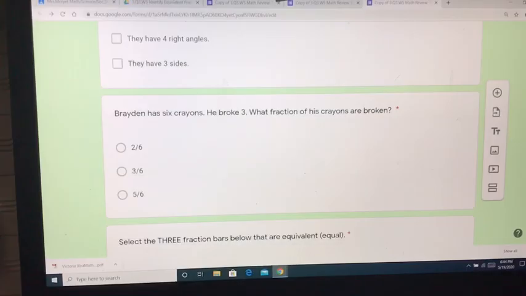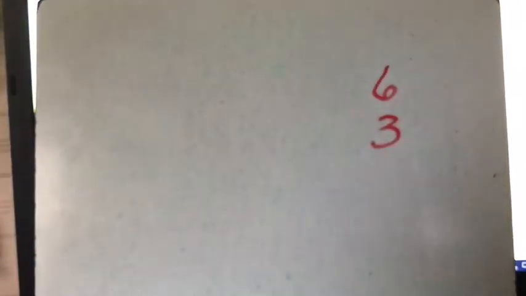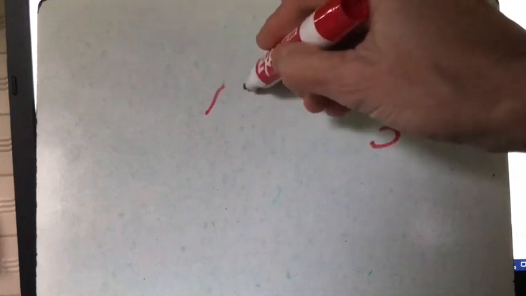Right, the third problem says Braden has 6 crayons. He broke 3. What fraction of his crayons are broken? So I've read the problem. I see my 2 numbers. I have 6 in word form and the number 3. All right, and then I'm going to get a picture in my mind. He has 6 crayons. He broke 3. So see that in your mind. What fraction of his crayons are broken? So I have my numbers 6 and 3. I've written them on my board. 6 is the crayons.